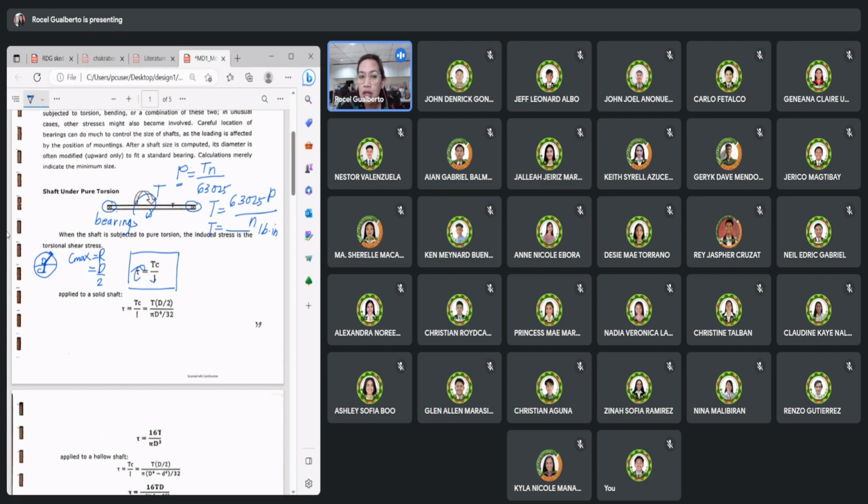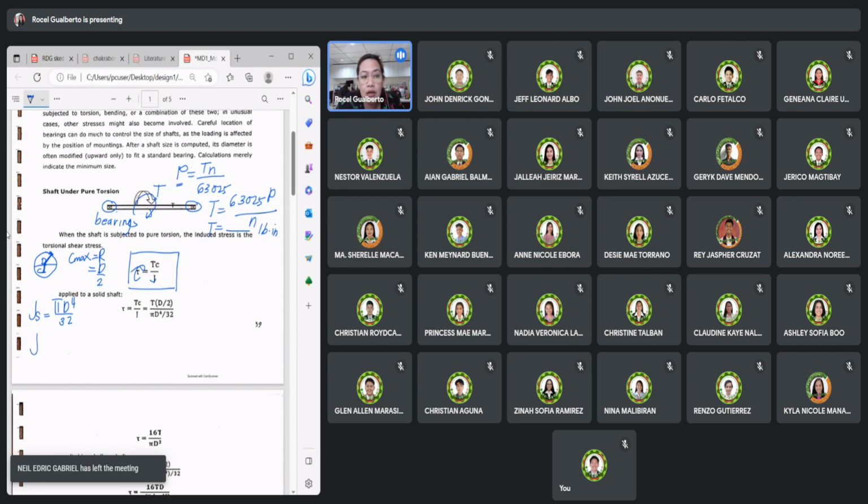What about J? When we say J, you call this the polar moment of inertia. J for solid is simply pi d to the fourth divided by 32. And if it is hollow, it would be pi quantity D to the fourth minus d to the fourth, divided by 32. The big letter D pertains to the outside diameter, whereas small letter d pertains to the inside diameter.